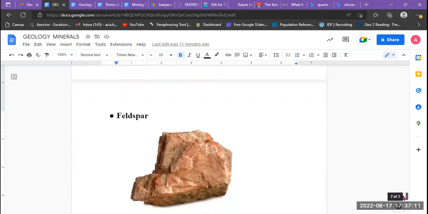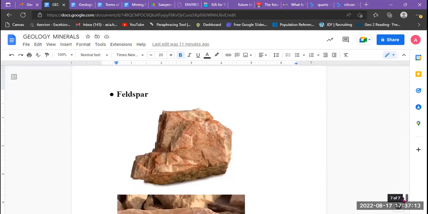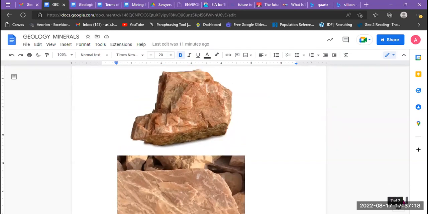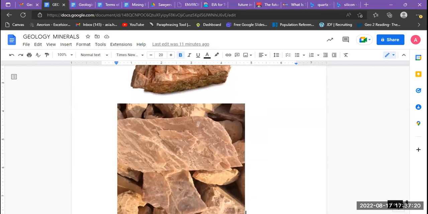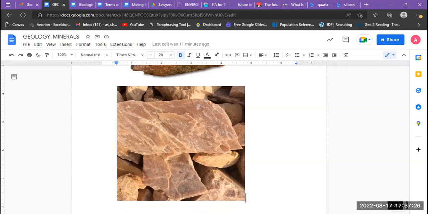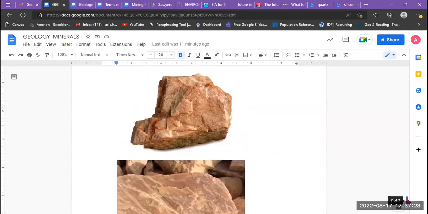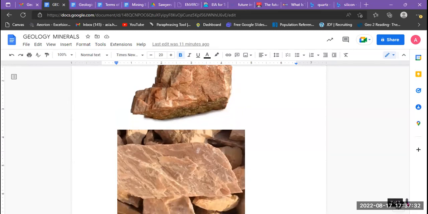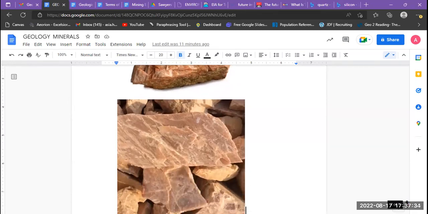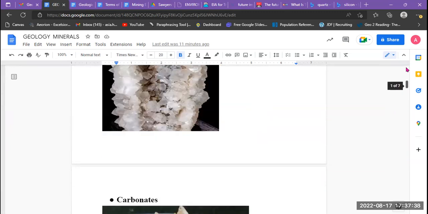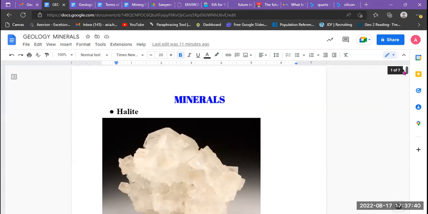And lastly, we have our feldspar. It looks like a piece of meat. All right, so I'm going to go over them one more time, so you can look more in depth if you want.